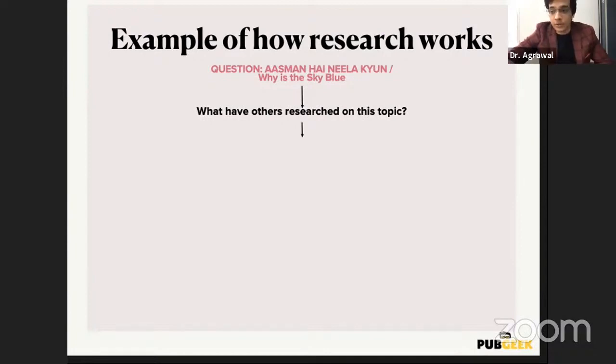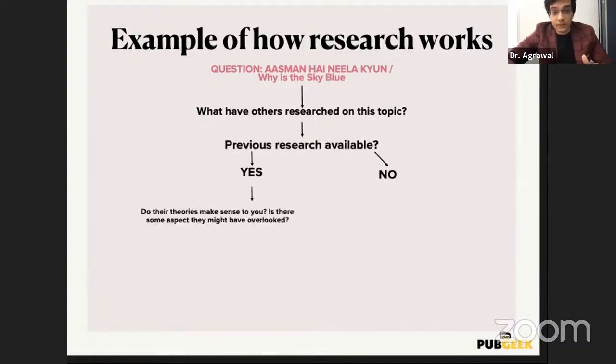So when you have a question as to why the sky is blue, you go to various websites or books available, and you see what others have researched on this topic. Is previous research available? If it is, do their theories make sense to you? Is there some aspect that they might have overlooked? You have to understand that everyone is human.